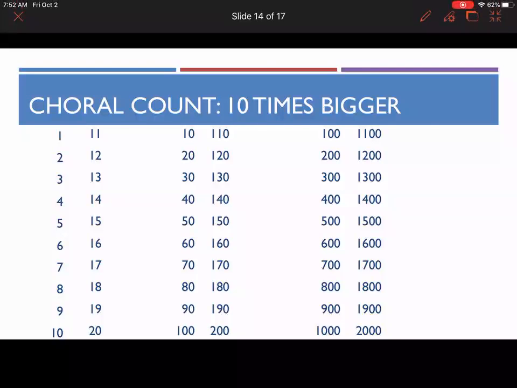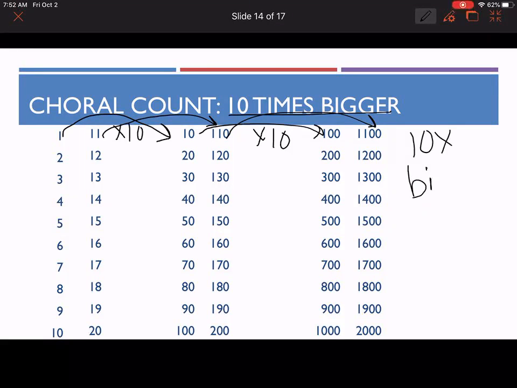And now I wanted to revisit our choral count that we did in week 2. We were talking about this notion of 10 times bigger, right? If we go from this column to that column, we're multiplying by 10. This column to that column, we're multiplying by 10, whether it's 1 to 10 or even 11 to 110, 110 to 1,100. And this idea of 10 or any number times bigger is called multiplicative reasoning.